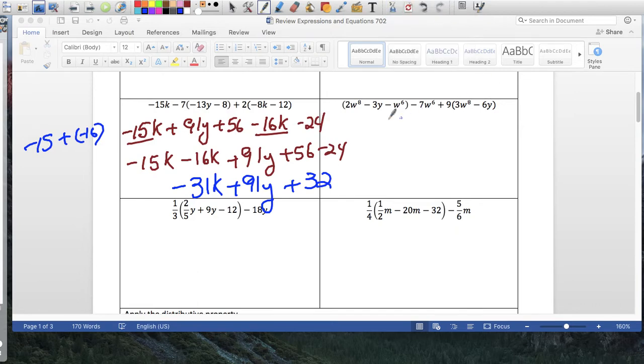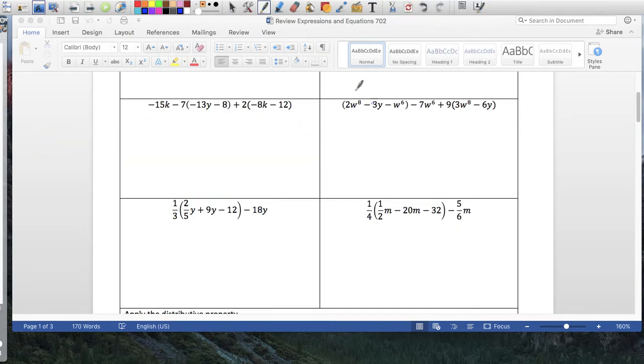Next question. Again, there's a plus right in front of that, and if you imagine a 1, everything is going to be multiplied by positive 1. So there are no changes that are going to happen, right? So that comes out as 2w8 minus 3y minus 7w6, I'm sorry. That stays the same because there's nothing happening to it.